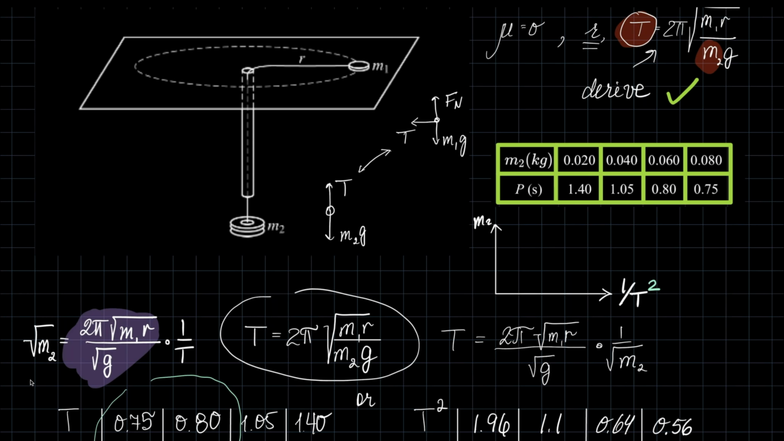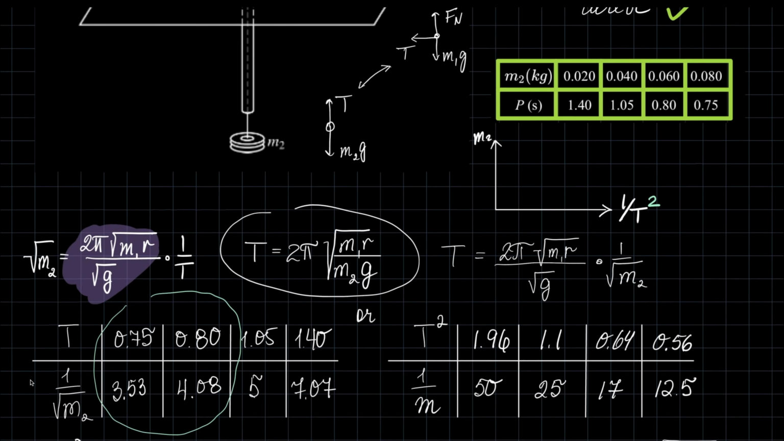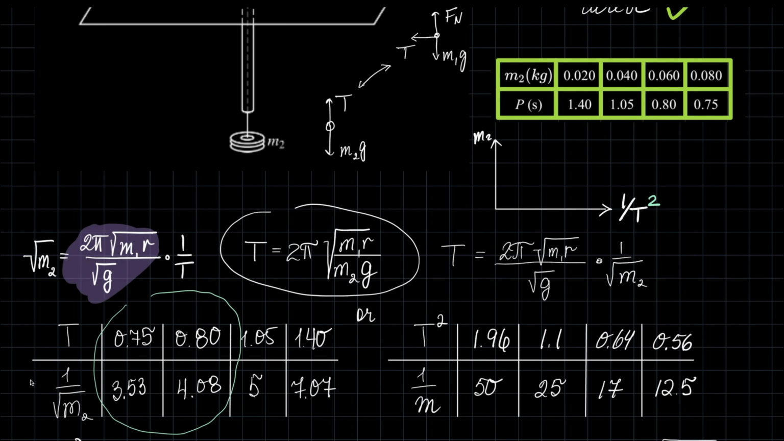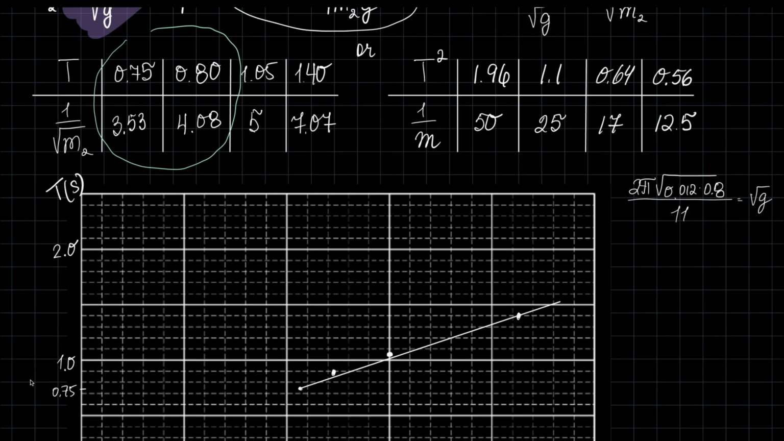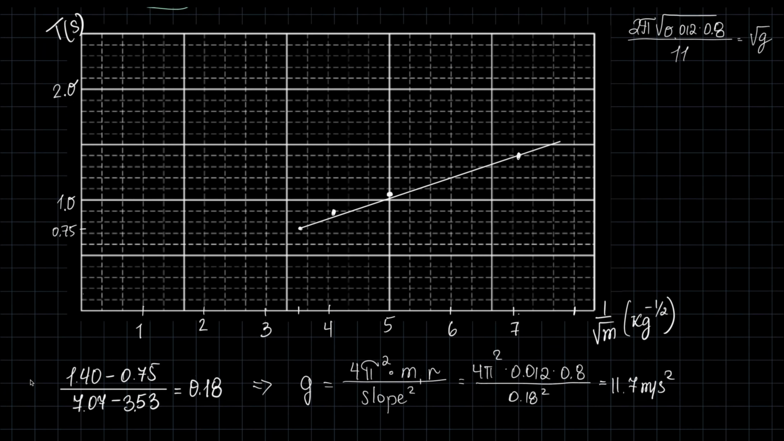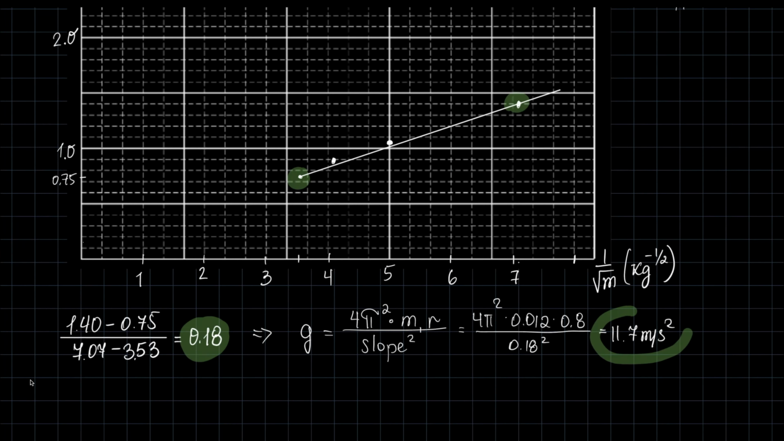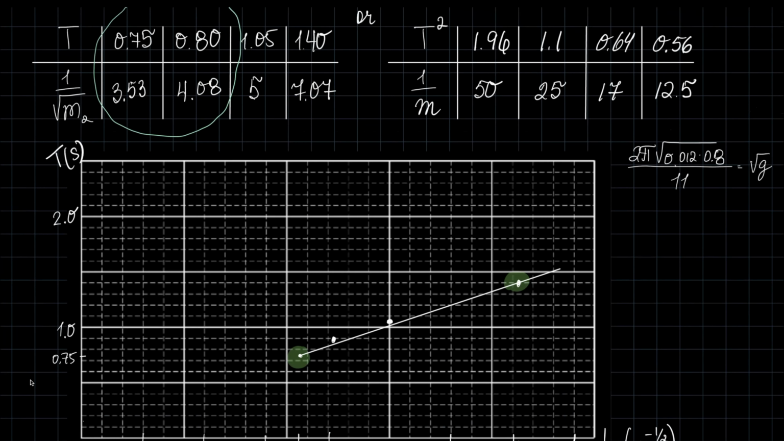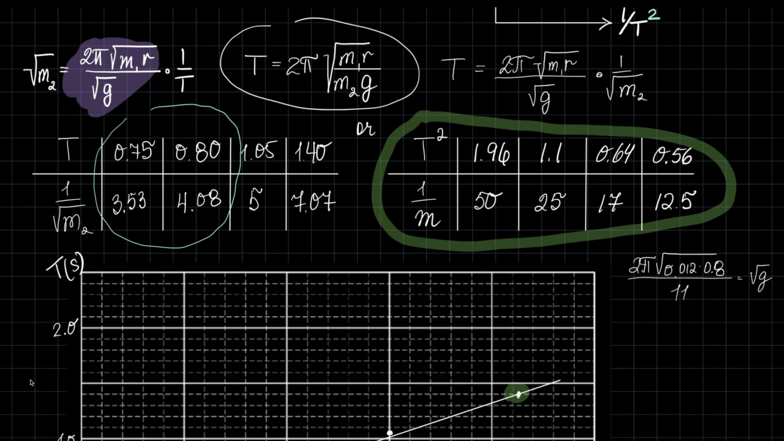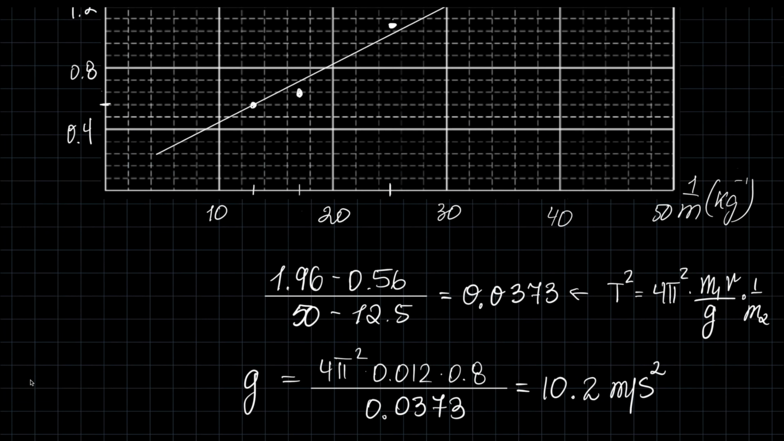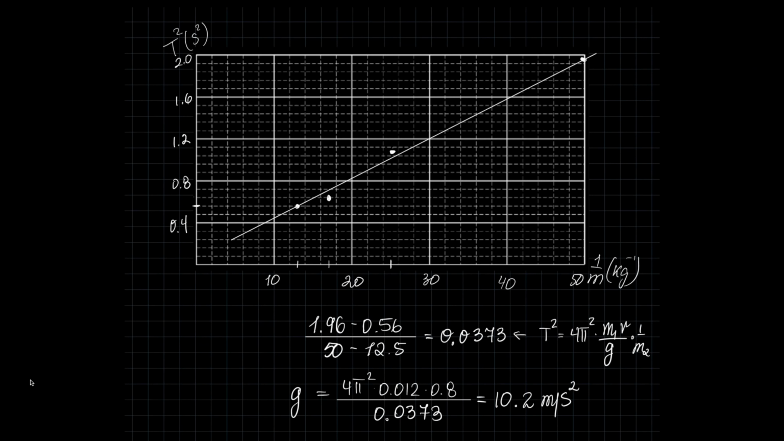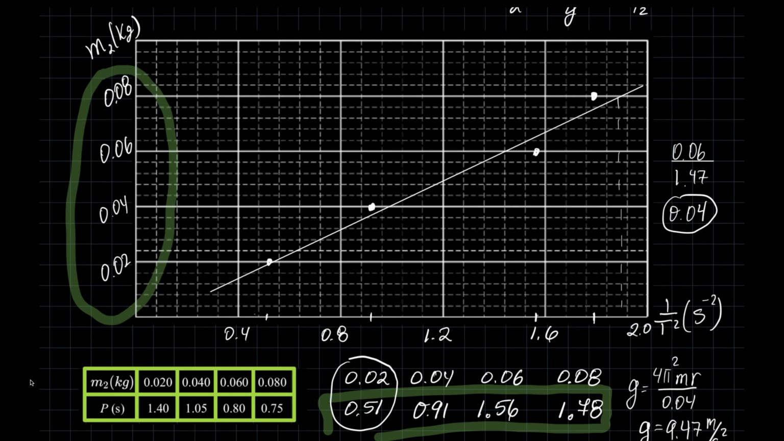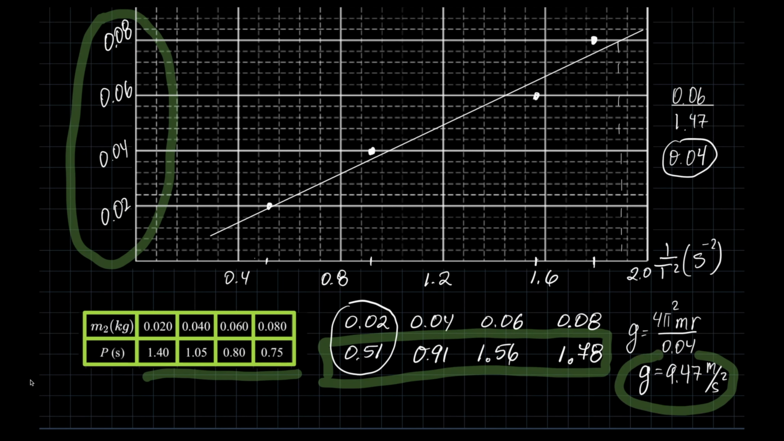And I went ahead and recalculated for 3. If I'm graphing T versus 1 over a root of M2, that was the graph. I got the slope to be 0.18, and that gave me 11.7 meters per second squared. A little harsh. I also did that for this versus just 1 over M. That gave me 10.2, a little bit better. And then I didn't do both of the other two. I just did doing 1 over T squared for these. That gave me the best value yet.